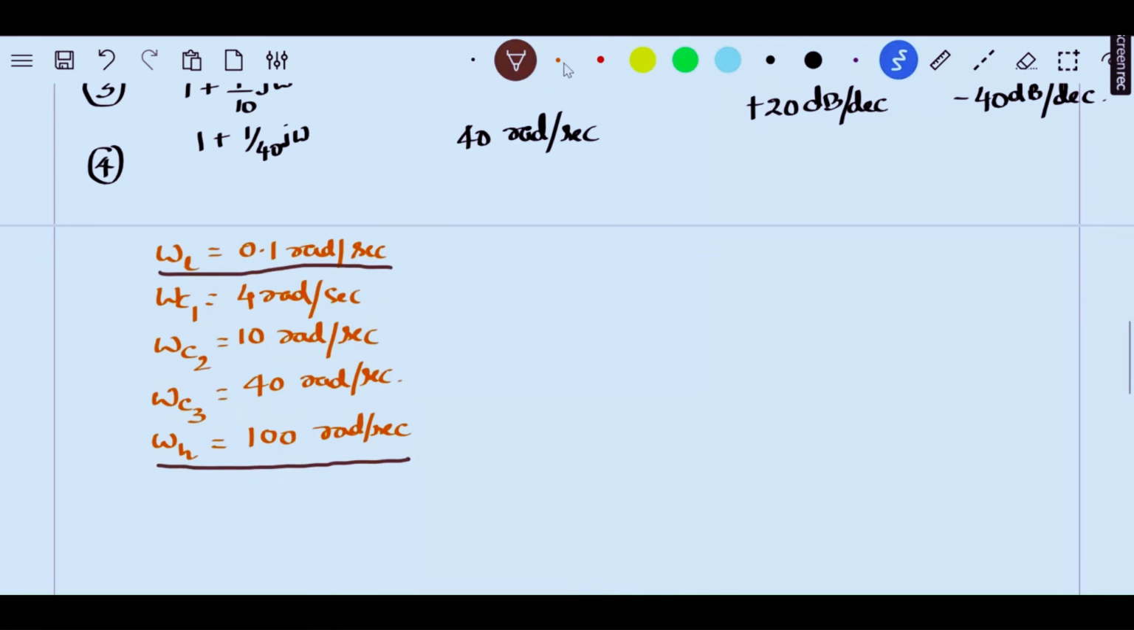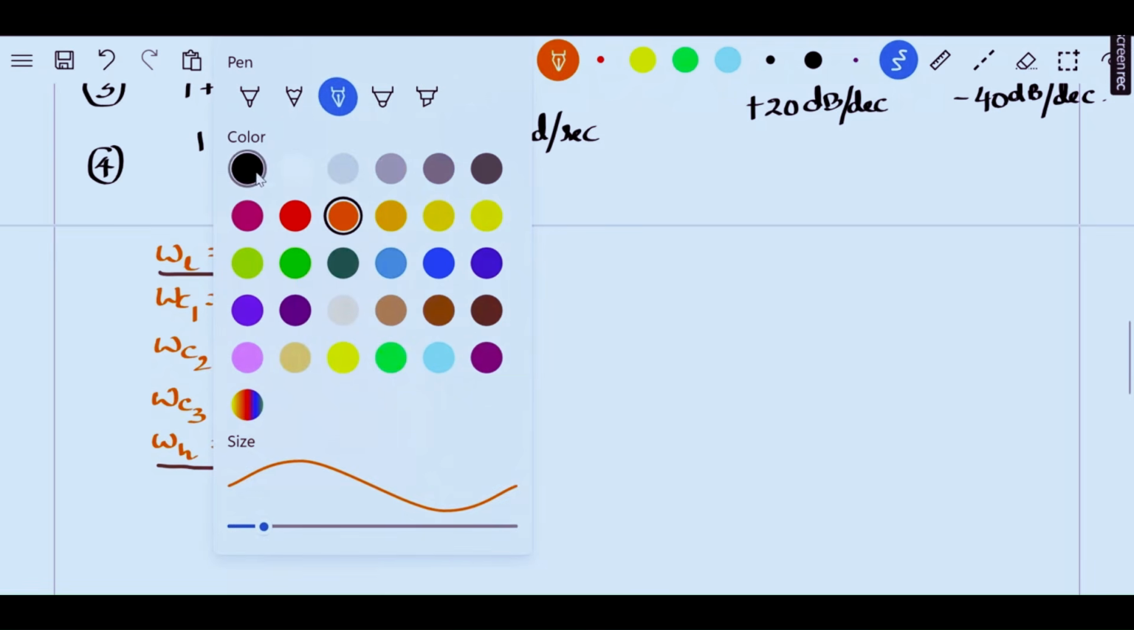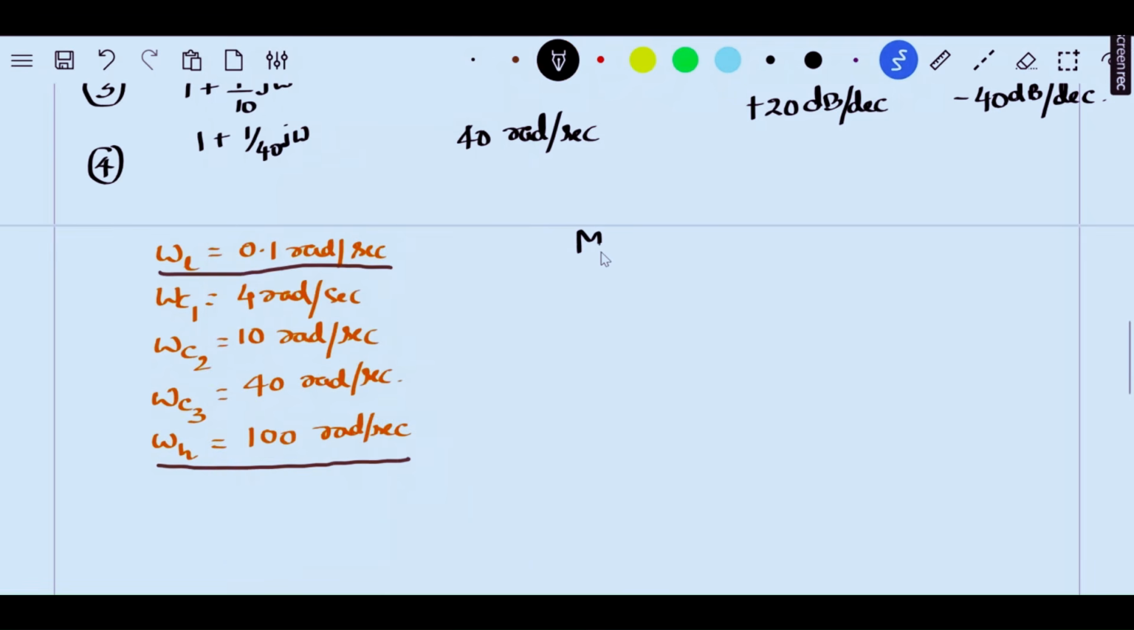Now what we do is we'll try to calculate the magnitude. We'll start calculating the magnitude at each one.